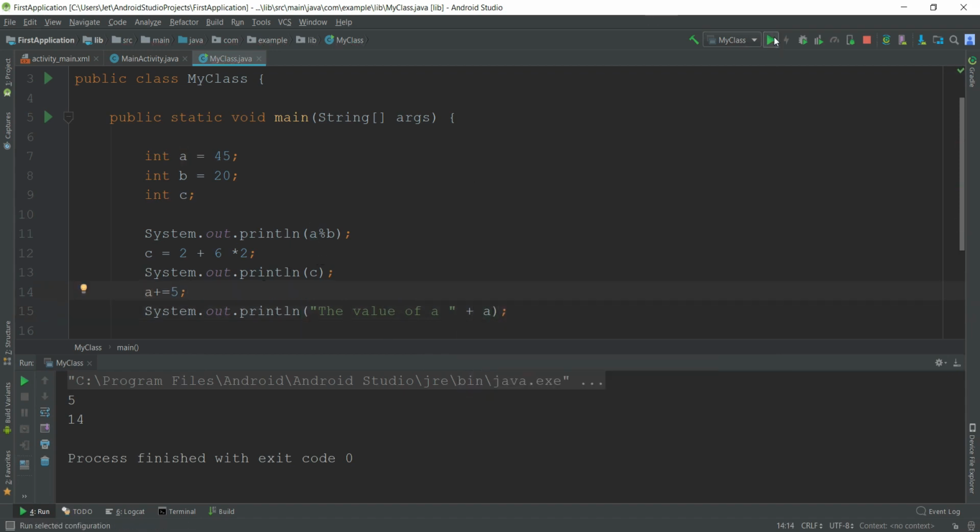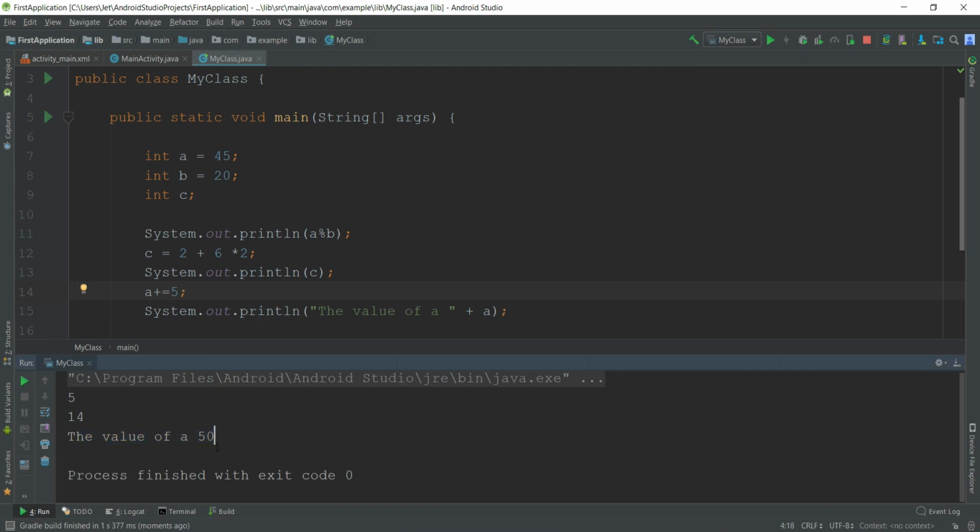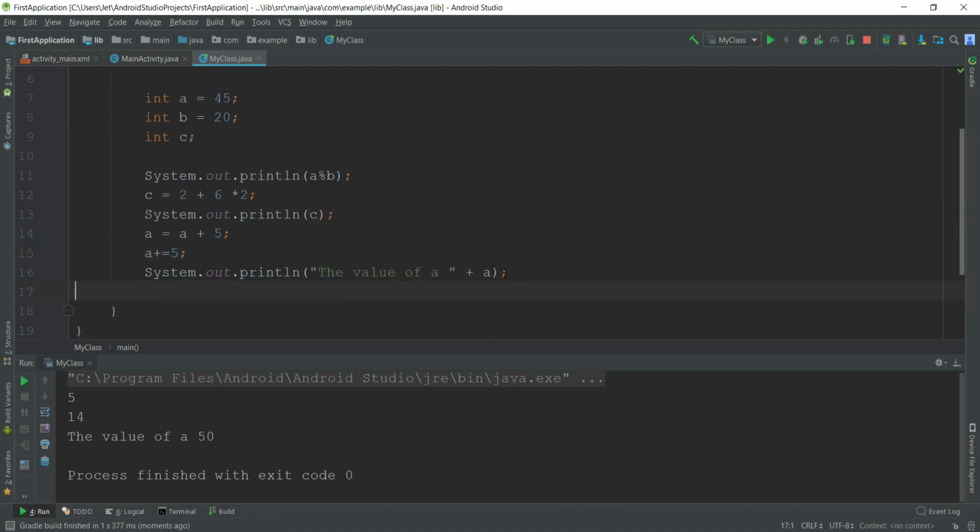So, ano magiging sagot? De 50. So, yun nga, 50 yung kinalabasan. Parang ganito lang yun, guys. Pinikli lang siya ng A equals A plus 5. So, ano yung value ng A? 45 plus 5, de 50. Ni-store siya sa A. At ito yung shortcut niya.